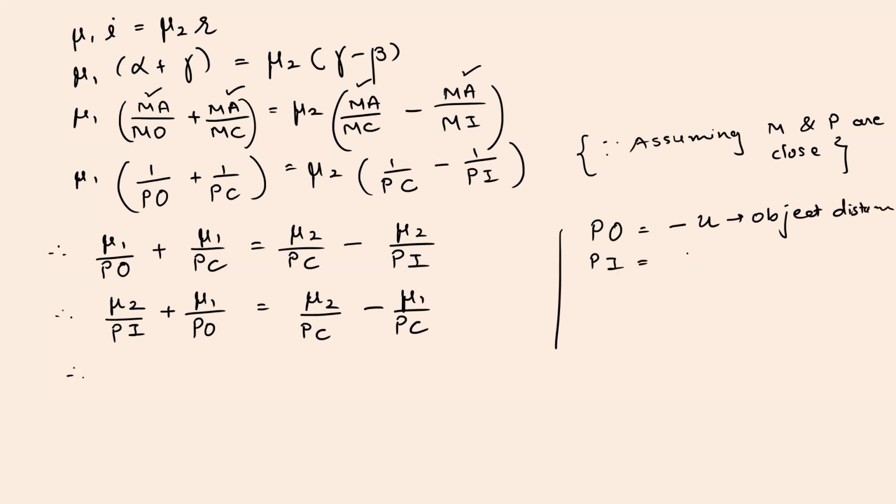PI is positive, v, right? Image distance, right hand side, no? Image distance, positive, right hand side, positive. And PC is again right hand side of the pole. We are taking plus only, and that is the radius of curvature.